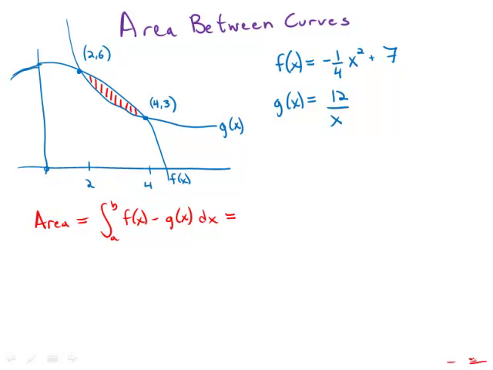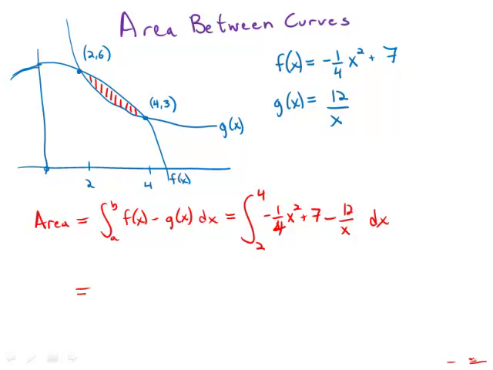So to find this area, the top function is negative 1/4 x squared plus 7. The bottom function is 12 over x. And we're integrating from x equals 2 to x equals 4. This integral should give us the area between the functions.